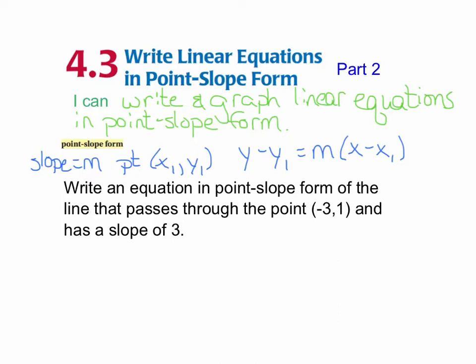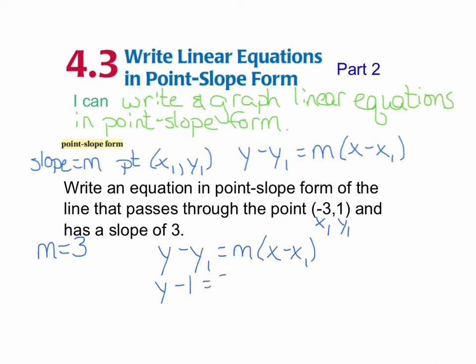Write an equation in point slope form of the line that passes through the point (-3, 1) and has a slope of 3. So they've given me m is 3. They've given me the point (-3, 1). I'm going to let -3 be x1, 1 be y1. We're going to substitute into y minus y1 equals the slope times the quantity x minus x1. So we're going to say y minus y1, which is 1, equals the slope 3 times x minus a -3. Okay, and we end up with y minus 1 equals 3 times x minus a -3, which becomes x plus 3.